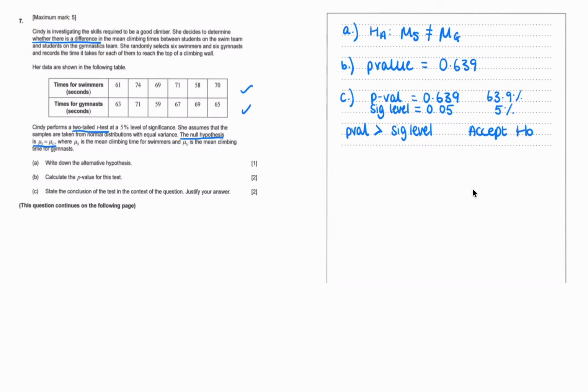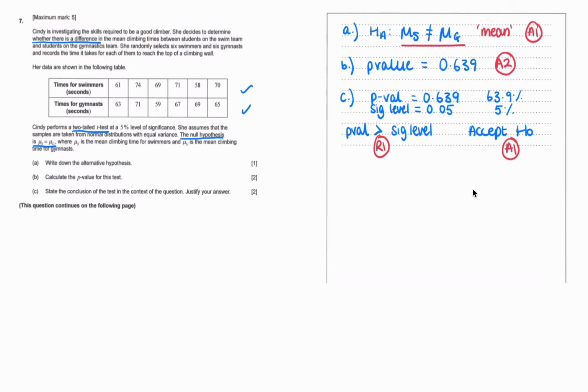So in terms of marks for this question, the first one is 1 mark. You need to make sure that you have this written. You can write it in words, but it needs to include the word mean, and that is 1 mark. The p-value is 2 marks here. One of them is for rounding and one of them is for the answer. Part C is 1 mark for the reasoning, which would be this part here, and 1 mark for the answer.